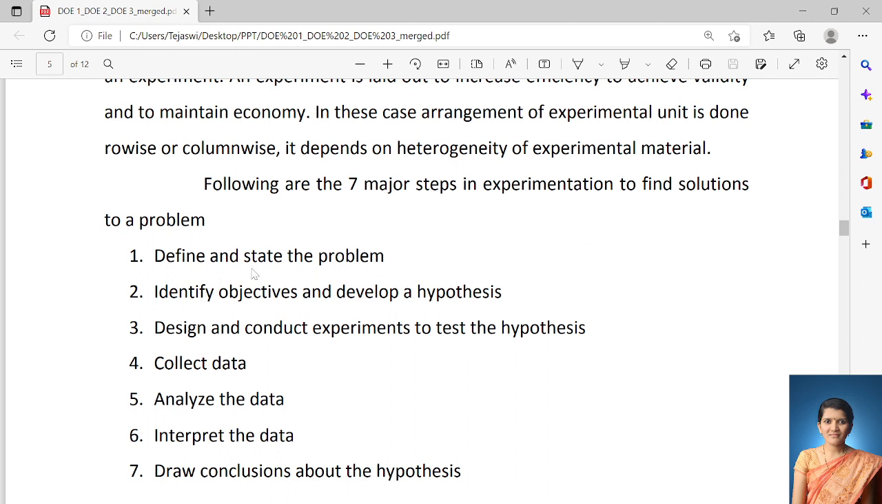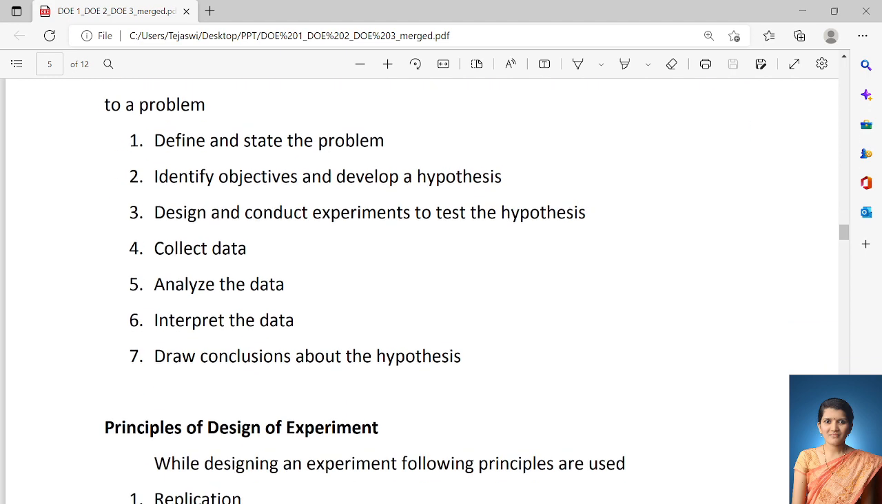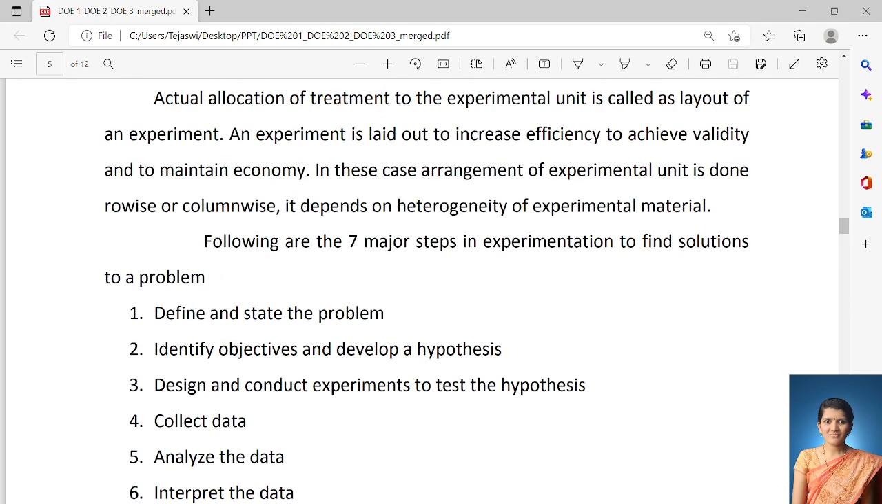First is to define and state the problem. First you define the problem you are studying, identify the objective and develop the hypothesis. Third is to design and conduct the experiment to test the hypothesis, collect the data, then analyze the data, then interpret the data using the analysis results and draw the conclusion about the hypothesis. So these are all the major steps involved in experimentation.